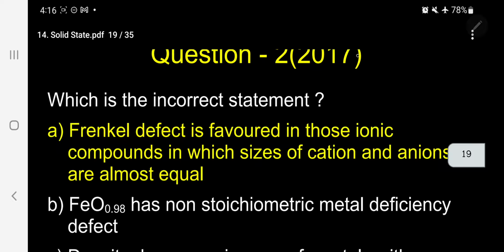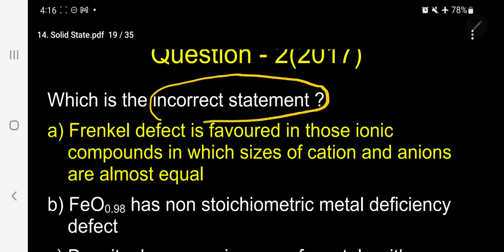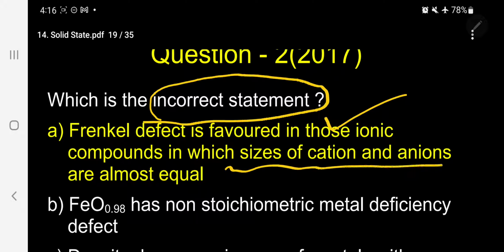Now we will come to the statement. What is the correct statement? That is incorrect. The answer is A, which is incorrect. Frenkel defect is favored in those ionic compounds in which sizes of cation and anions are almost equal. No, it is wrong. What should be the sentence? Frenkel defect is favored in those ionic compounds in which the size of the cation is smaller and anion is greater. This should be the condition. So the correct answer is A.